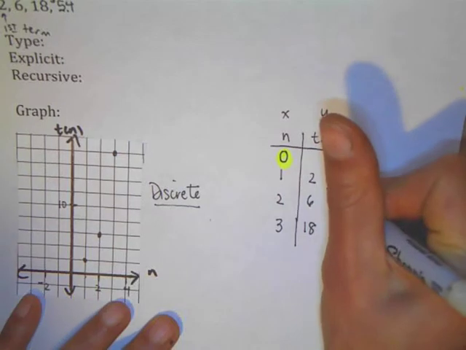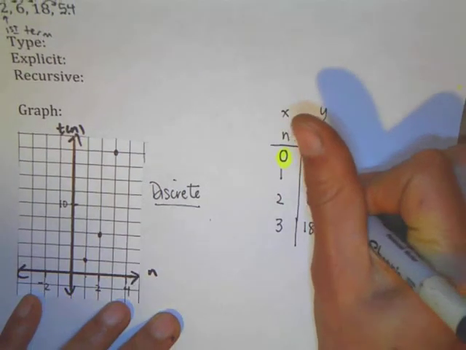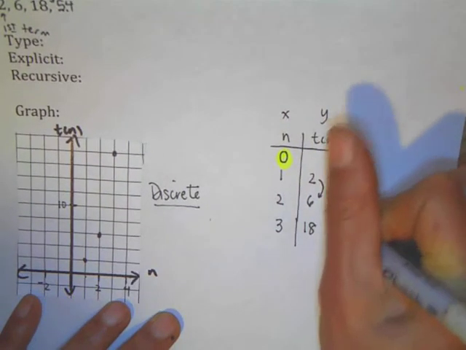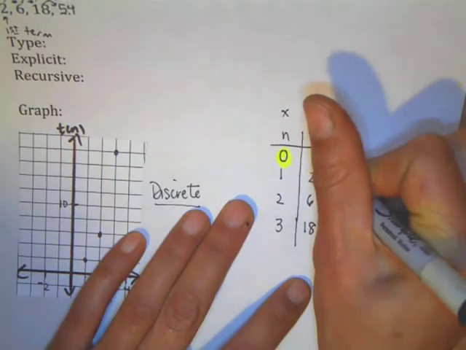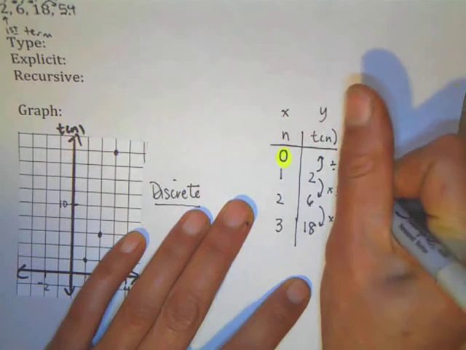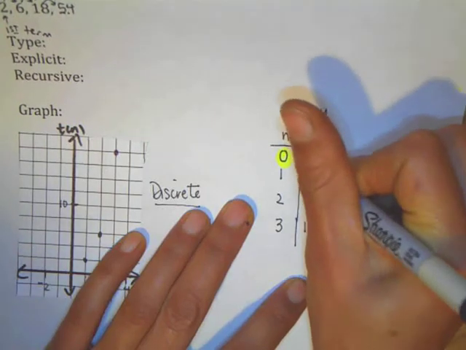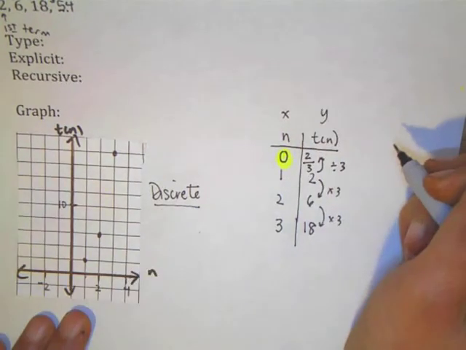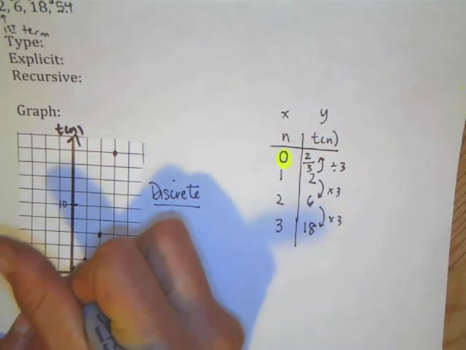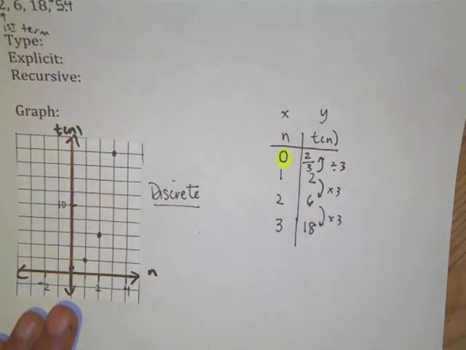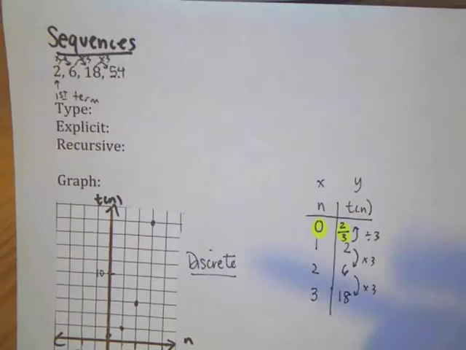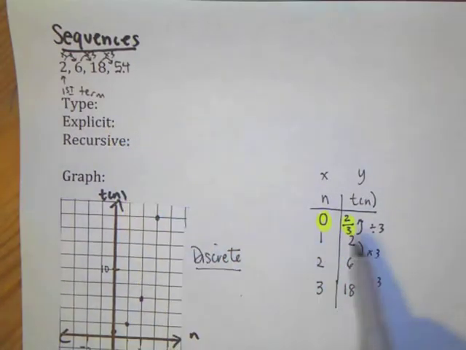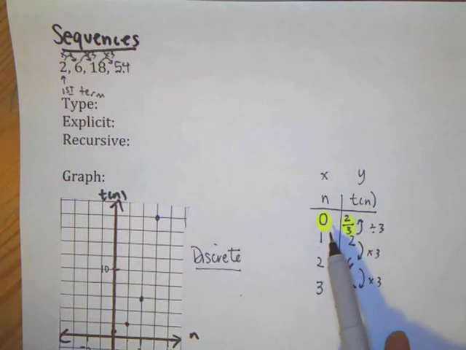So we can see that to get the next term, we were multiplying by 3. So if I wanted to go backwards, I would do the opposite. I would be dividing by 3. So 2 divided by 3 is 2/3. So 0, 2/3. Now, why is that point important? When we start to create our explicit equation, we're going to be using this in our equation as one of the ways to help us define the equation.